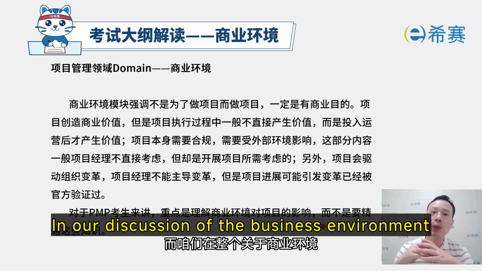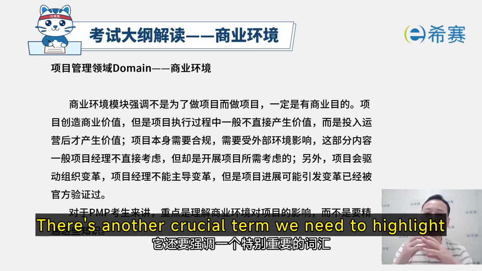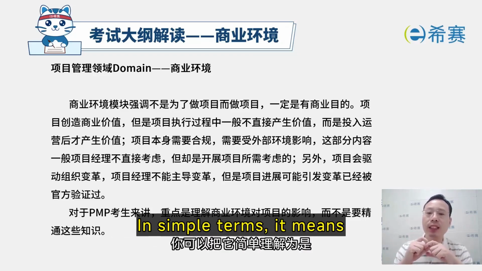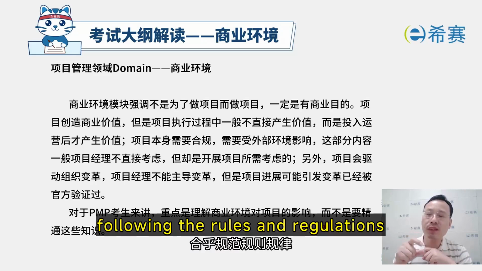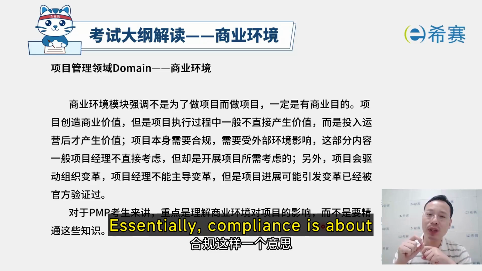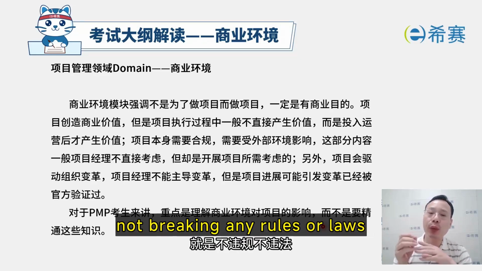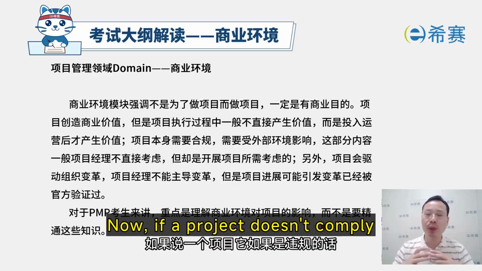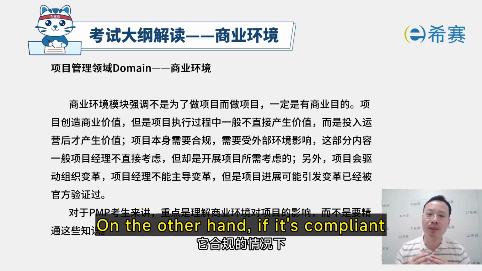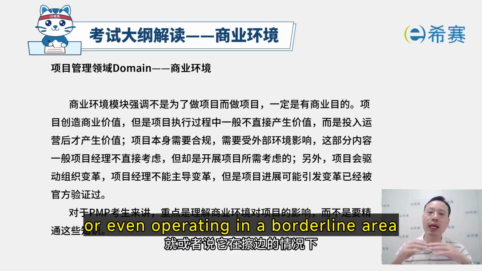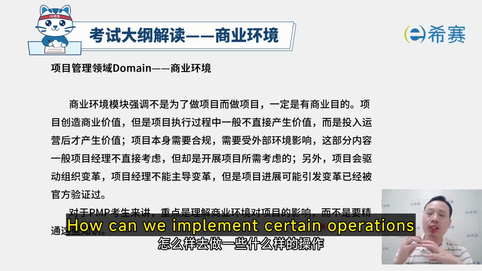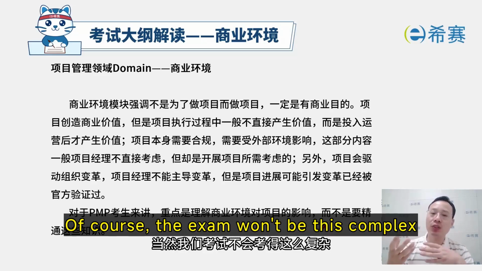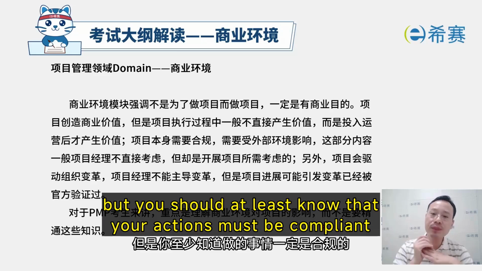In our discussion of the business environment section, there's another crucial term we need to highlight. It's called compliance. So what exactly is compliance? In simple terms, it means following the rules and regulations. Essentially, compliance is about not breaking any rules or laws. That's what compliance boils down to. Now, if a project doesn't comply, it clearly shouldn't be in operation. On the other hand, if it's compliant, or even operating in a borderline area, how can we implement certain operations to make sure it's compliant? Of course, the exam won't be this complex, but you should at least know that your actions must be compliant.